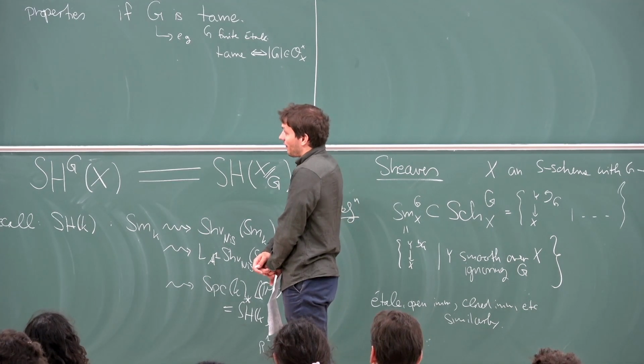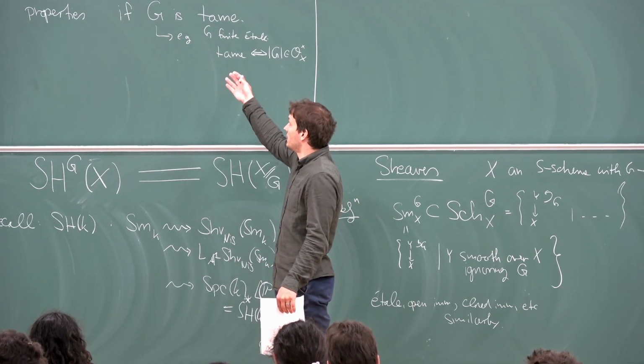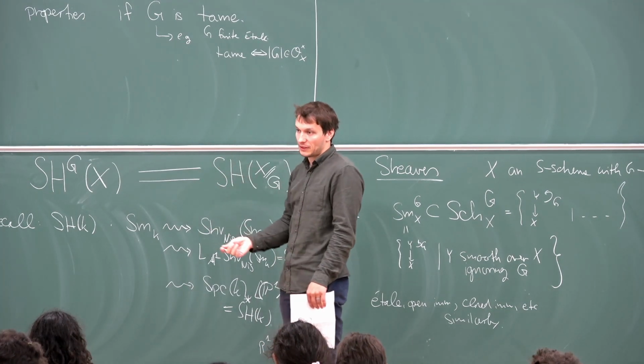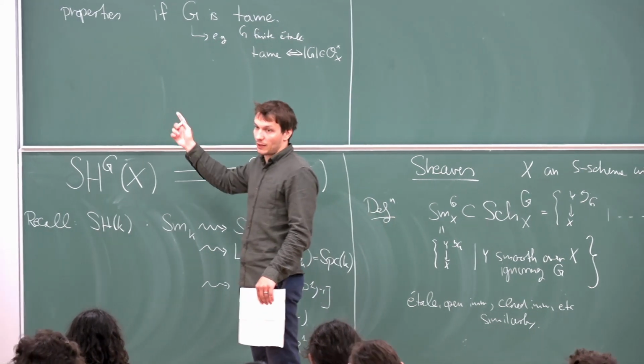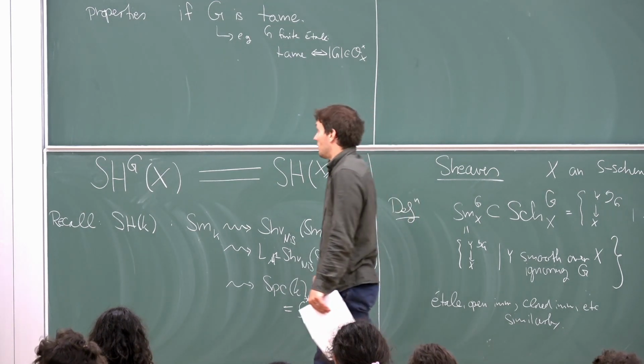And I think motivic equivariant homotopy theory is very mysterious, and nobody knows a reasonable definition. So you can write down this definition, but it will not have the good properties. And I don't know how to make a better theory, and I don't think anyone does.